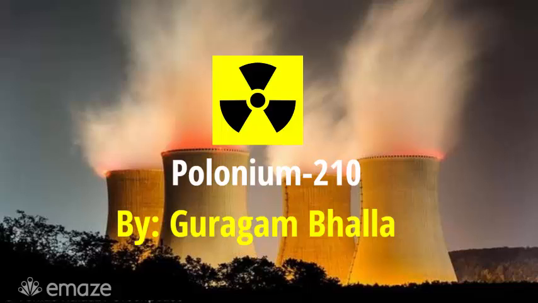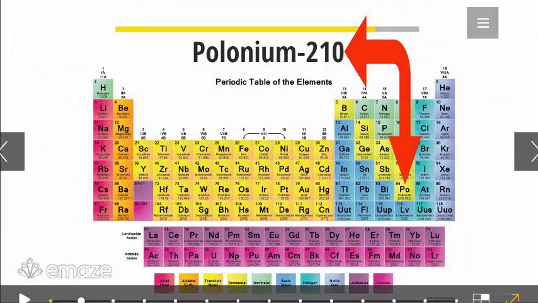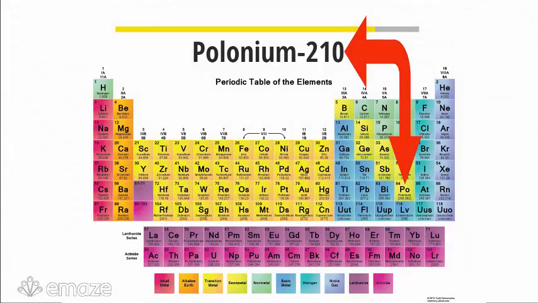Polonium-210. Polonium-210 is a radioactive isotope of polonium. Polonium is located in the metalloid section on the periodic table of elements. It has an atomic number of 84, which signifies that it is radioactive.